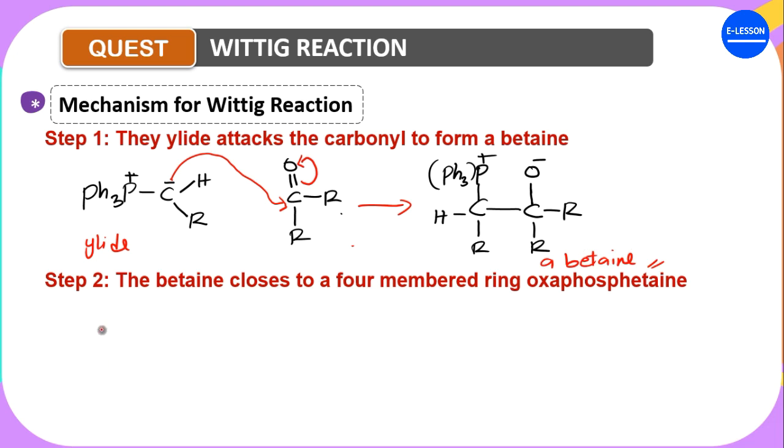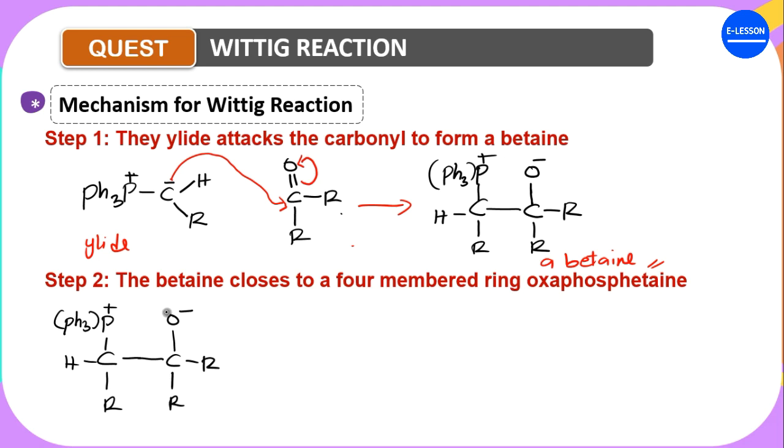Now the next step, step 3: the betaine closes to a 4-membered ring, oxaphosphetane. So what we are going to do is to take this one and then close it to form a 4-membered ring. It's very simple. So we have C, and then we have the phosphorus group, which is positively charged, and then the three phenyl groups, which are very close to it. And then you have the alkyl group, and then you have hydrogen, and then you have carbon, and then you have O minus.